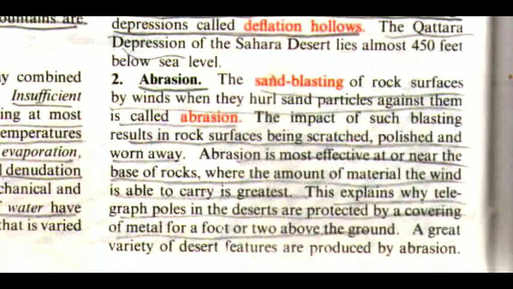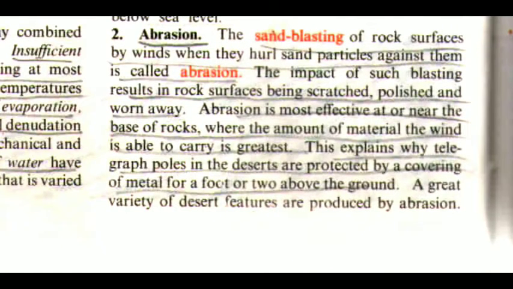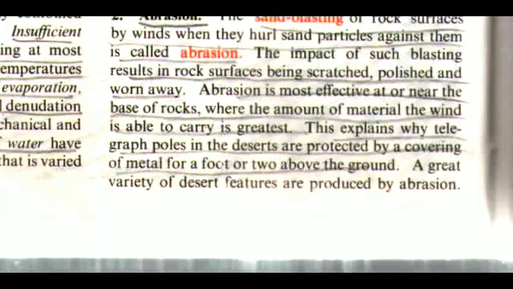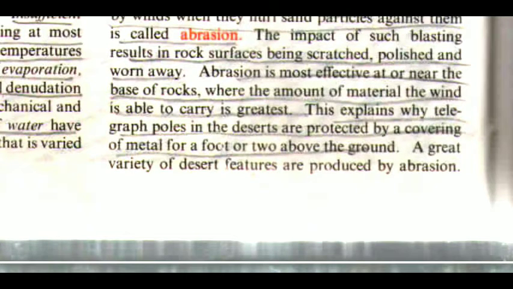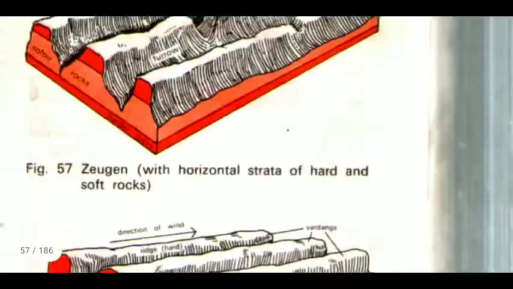The second one is abrasion. The sand blasting of rock surfaces by winds when they hurl sand particles against them is called abrasion. The impact of such blasting results in rock surfaces being scratched, polished, and worn away. Abrasion is most effective at or near the base of rocks, where the amount of material the wind is able to carry is greatest. This explains why telegraph poles in the deserts are protected by a covering of metal for a foot or two above the ground. A great variety of desert features are produced by abrasion.